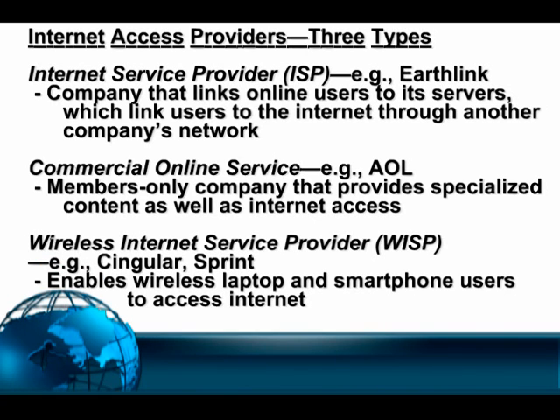Internet access providers. Internet Service Provider, or ISP. Example: Earthlink. A company that links online users to its servers, which link users to the Internet through another company's network. Commercial online service. Example: AOL.